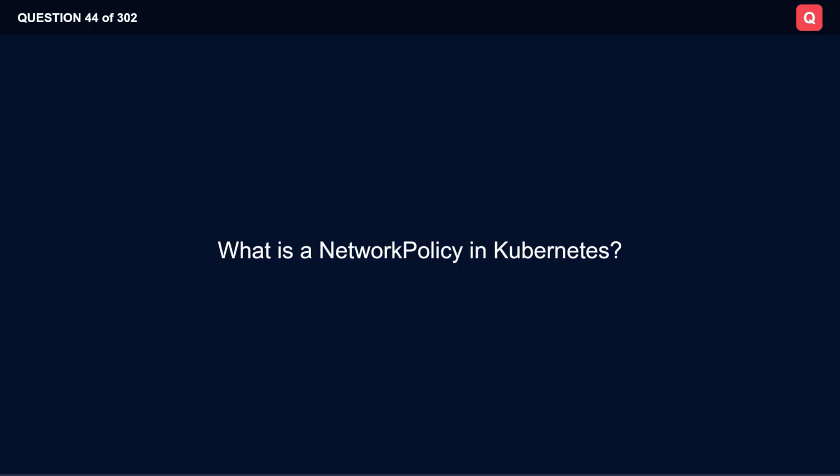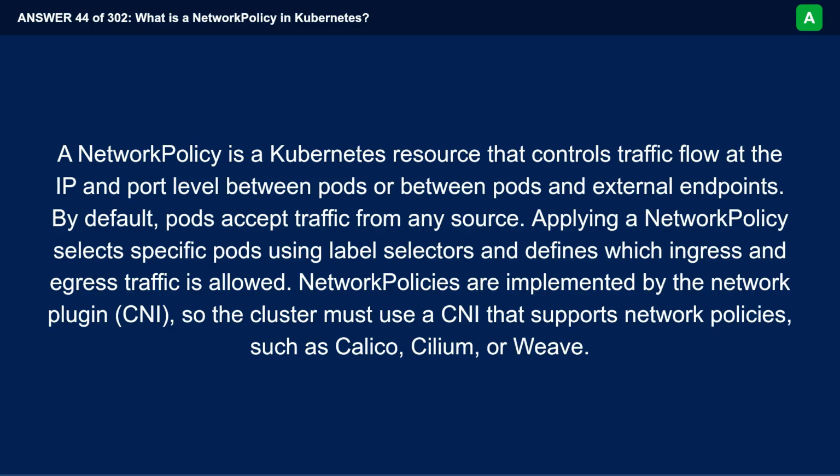What is a network policy in Kubernetes? A network policy is a Kubernetes resource that controls traffic flow at the IP and port level between pods or between pods and external endpoints. By default, pods accept traffic from any source. Applying a network policy selects specific pods using label selectors and defines which ingress and egress traffic is allowed. Network policies are implemented by the network plugin, CNI. So the cluster must use a CNI that supports network policies, such as Calico, Cilium, or Weave.